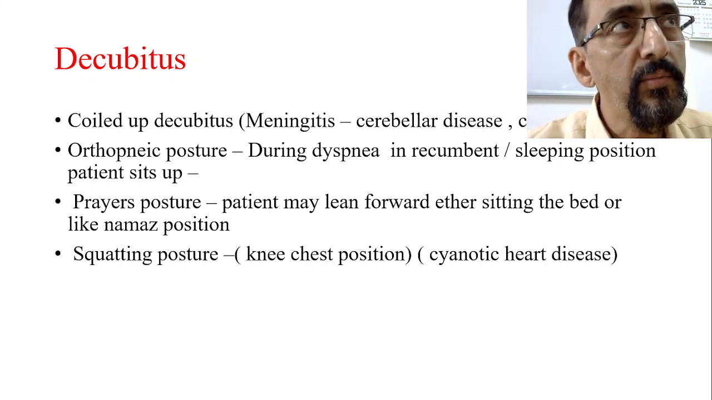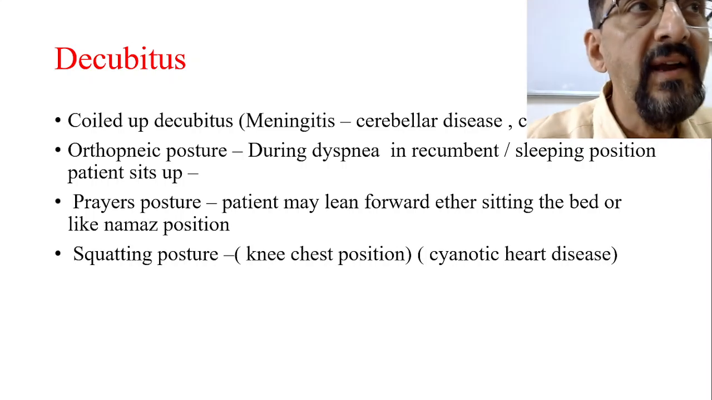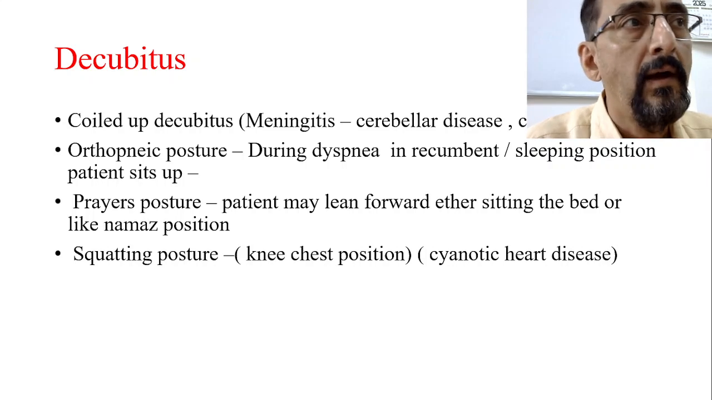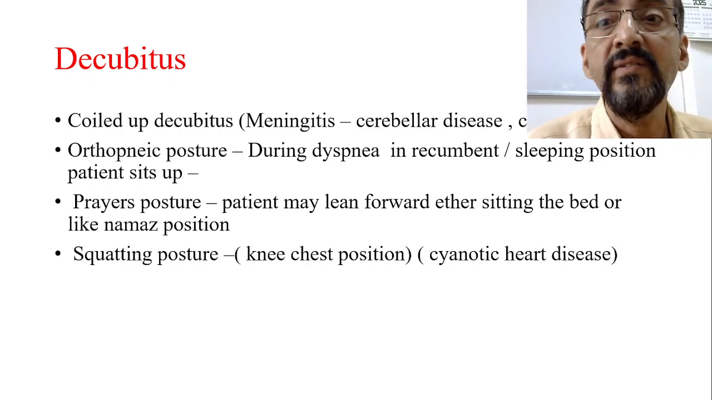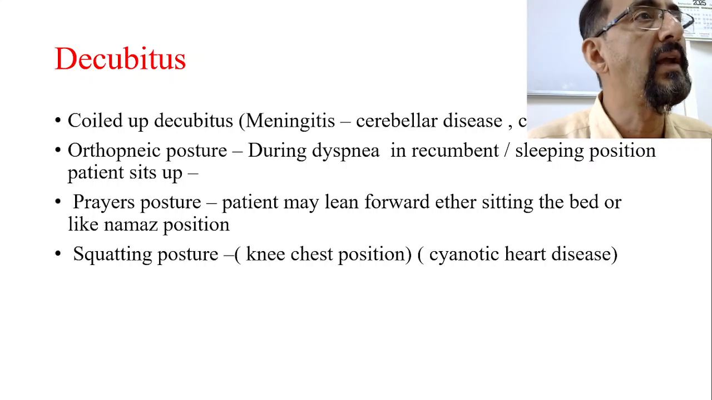One more type of decubitus we will have is a coiled up decubitus. That means even in case of meningitis, we will see coiled up. All the body is coiled up, just flexion. Cerebellar disease and even colic abdomen. The patient is having more colic abdomen, for example, renal colic and all those things.